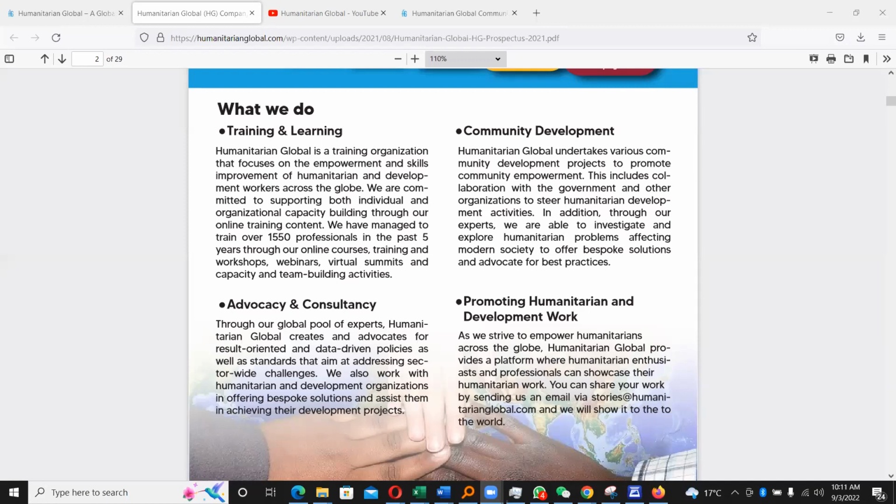Secondly, we promote and steer community development. We do this by collaborating and partnering with your organization, seeing what you're doing, and working together for the better good of our society. Thirdly, we have a pool of experts from different parts of the world. These are the consultants and trainers that we work with. That means we can also work with you in the capacity of seeking advocacy or consultancy work.